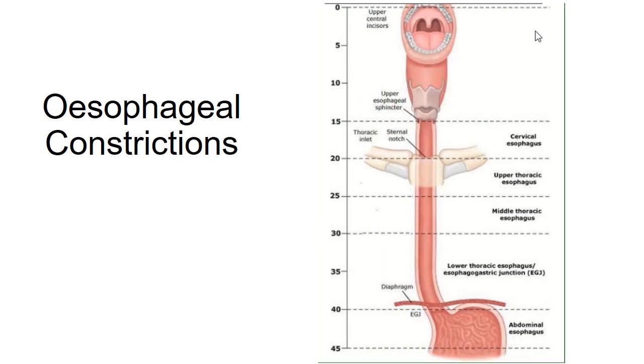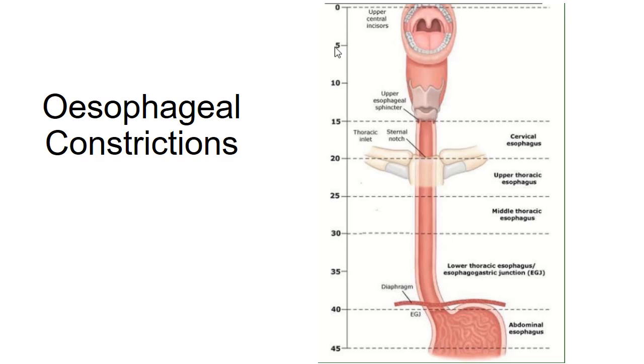Now let's talk about the esophageal constrictions. Normally, the esophagus shows 4 constriction levels. This line is indicating the length in centimeters from the incisor teeth. This is the level of the upper central incisors. This is showing the distance from the incisor teeth.